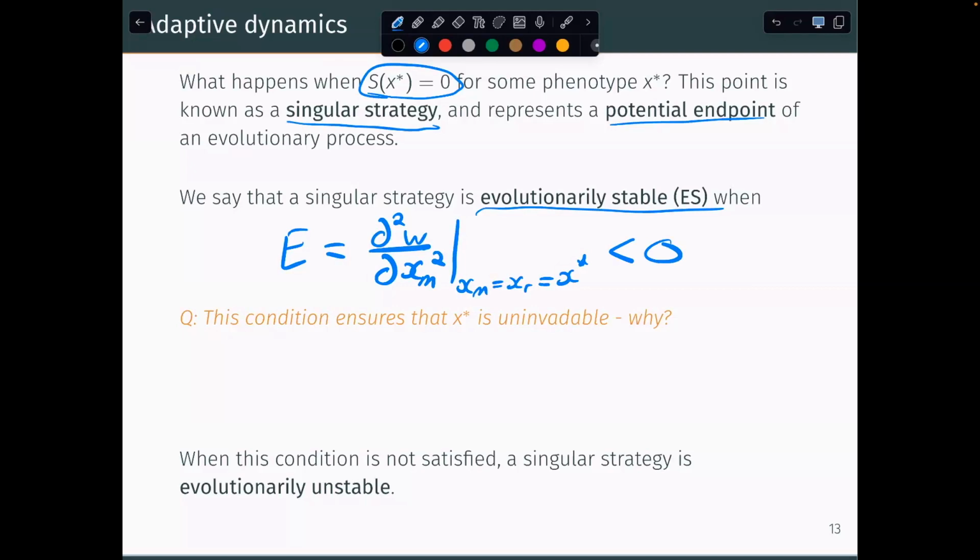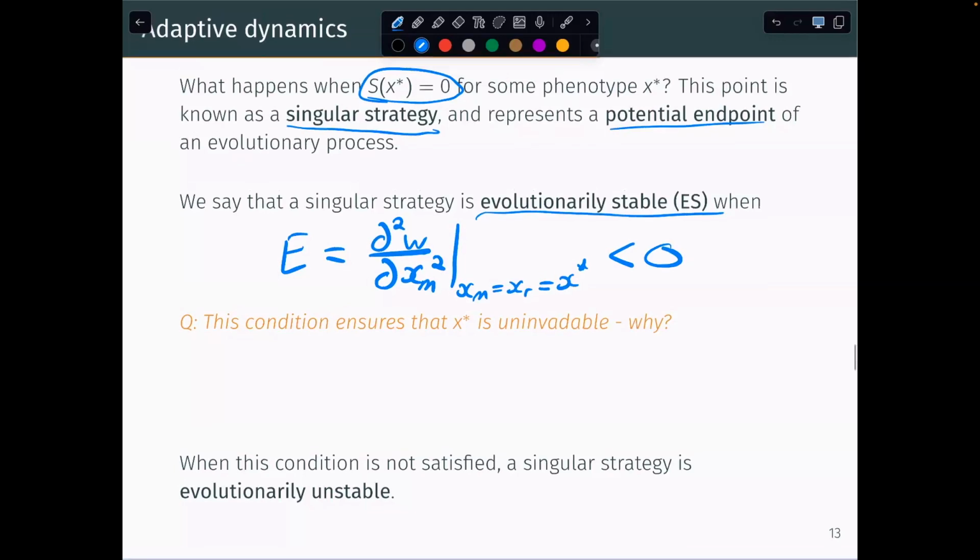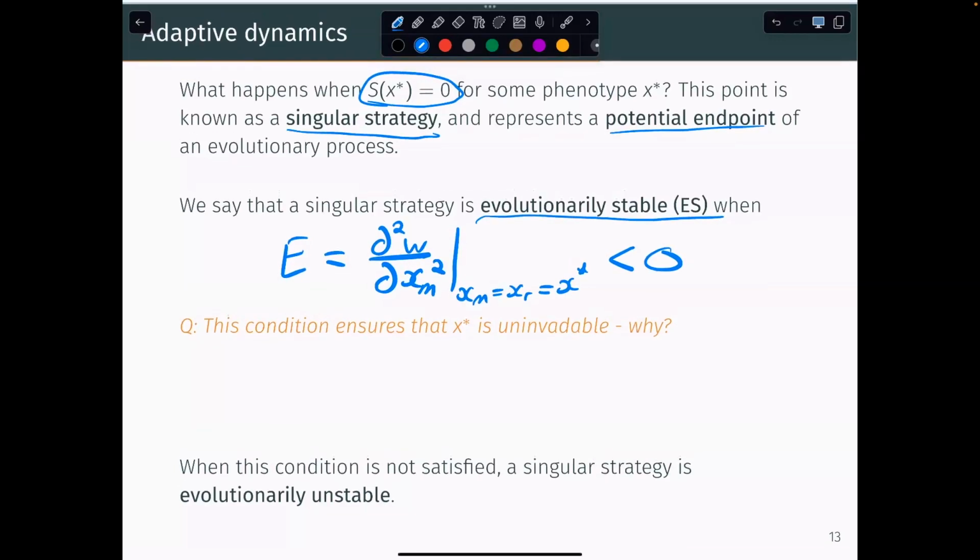So what does this mean, and where does this come from? Well, this essentially ensures that X star is uninvadable. You remember back to our evolutionary game theory, we talked about evolutionarily stable strategies as being uninvadable strategies. This is analogous to that. This phenotype X star, if this condition is satisfied, is uninvadable. Why is that the case?